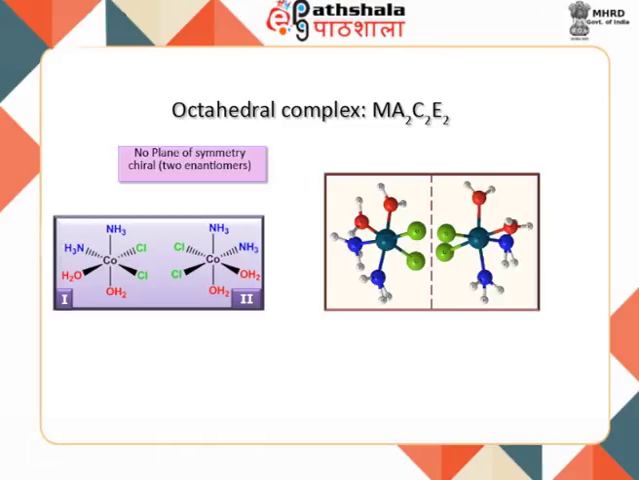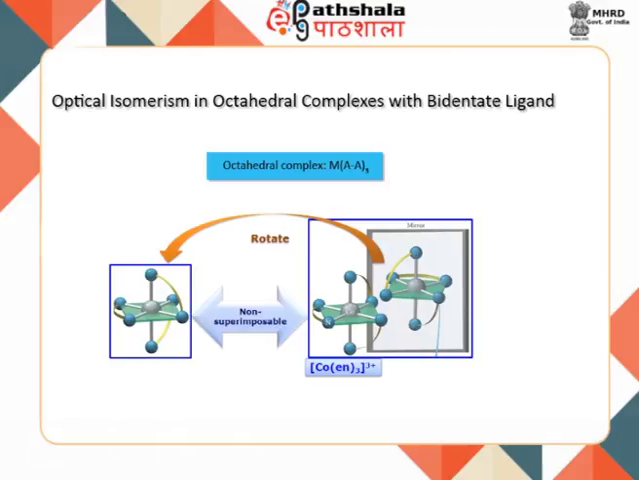Now let us discuss one example of the system MA2C2E2. As you can see, the complex has been resolved into enantiomers 1 and 2. Other configurations for this complex are not shown. As they have a plane of symmetry, they are achiral. Any octahedral tris chelate with a symmetrical bidentate ligand is chiral and will have optical isomers. Thus, the octahedral complexes containing bidentate or higher chelating ligands can have optical isomers.